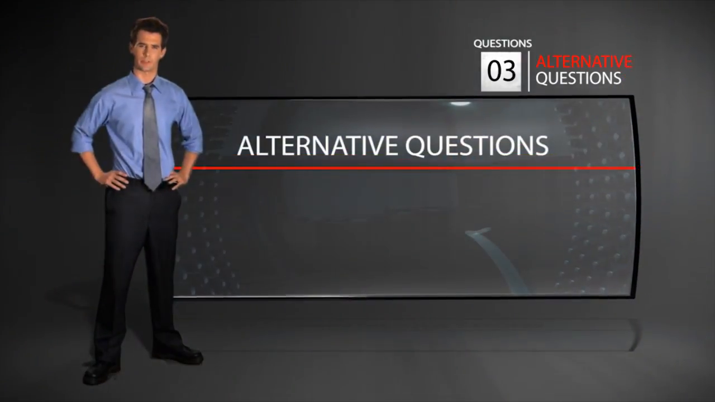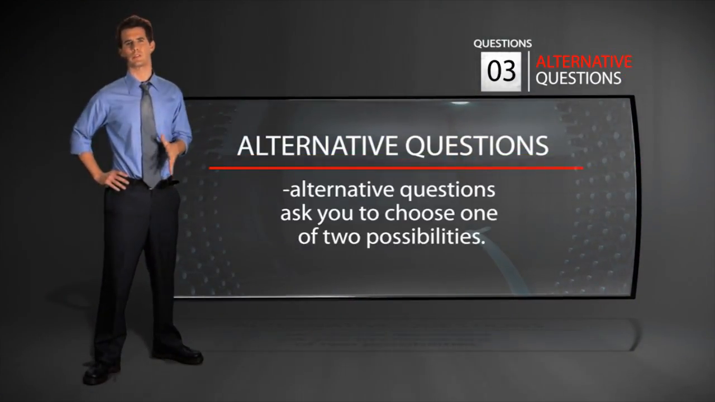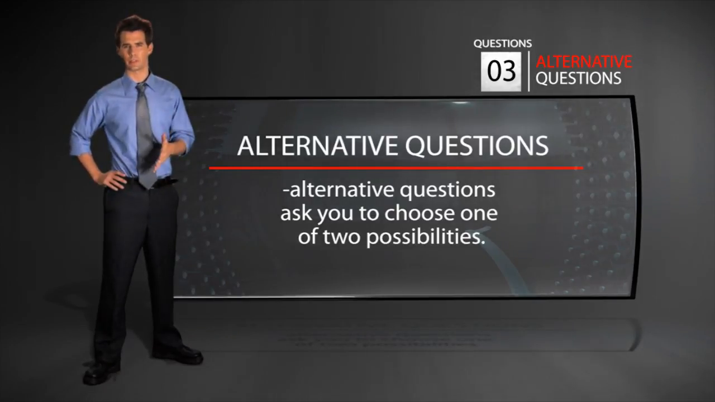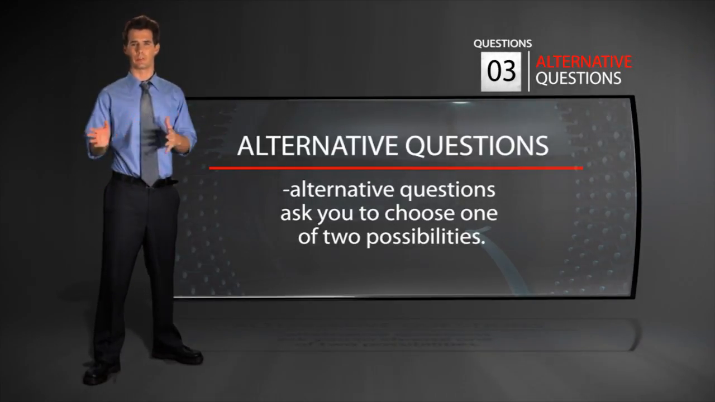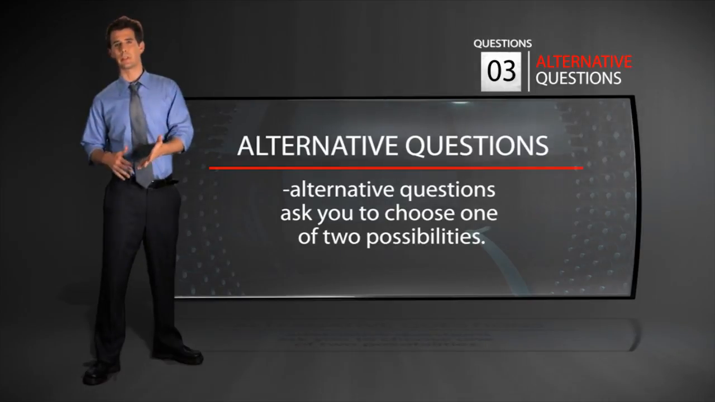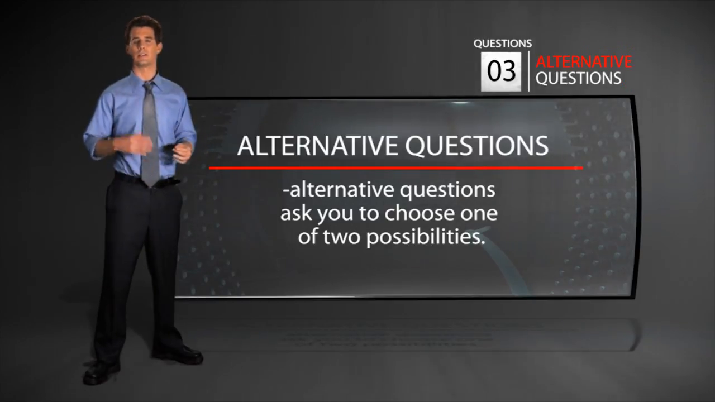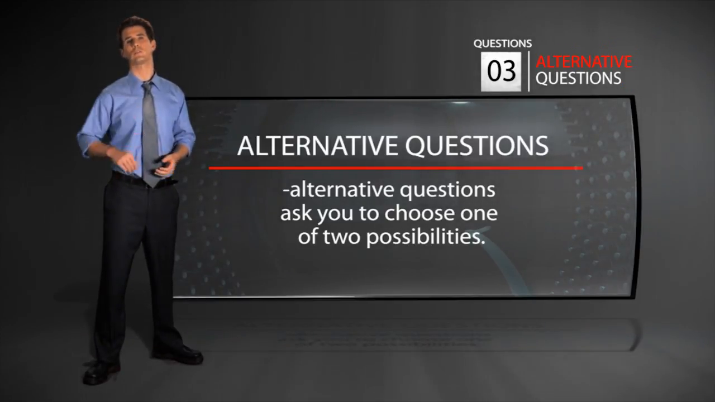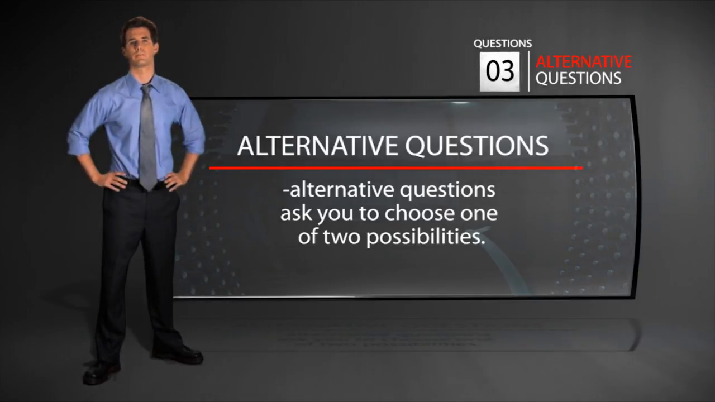Next, let's take a look at alternative questions. Alternative questions usually ask you to make a choice between two different things. And usually the word or is in the question. Let's take a look at some examples.